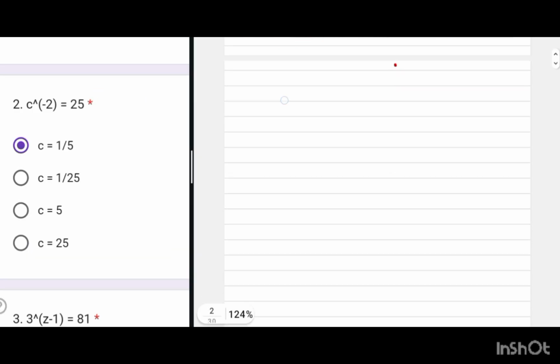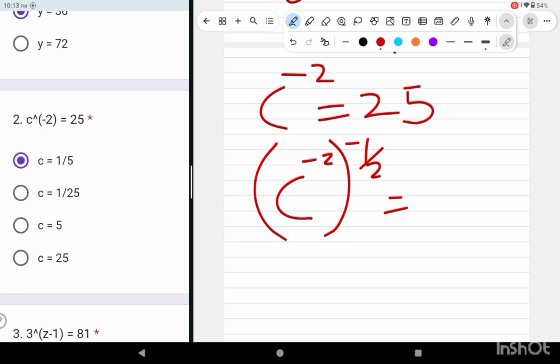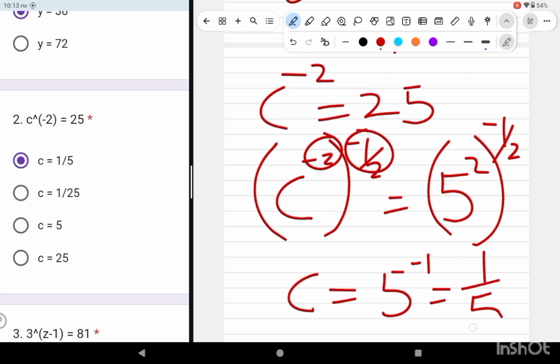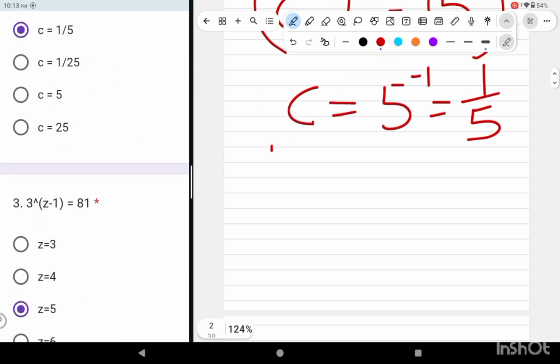Second example, c raised to power minus 2 is equal to 25. 25 is equal to 5 raised to power 2. Raise the powers on both sides to power minus 1 over 2 to cancel out the negative and the 2. Make sure you put both sides in brackets while powering them. Now multiply out the powers. Minus 2 times minus 1 over 2 gives us 1. Likewise, for the powers of 5, 2 times minus 1 over 2 equals minus 1. So we have c equals 5 raised to power minus 1, which is equal to 1 over 5. That is, using the reciprocal law.